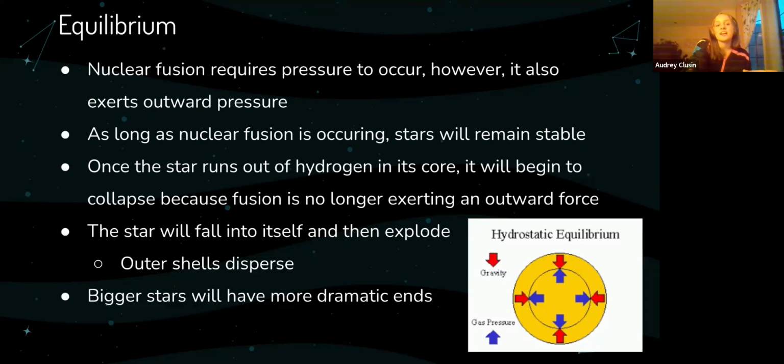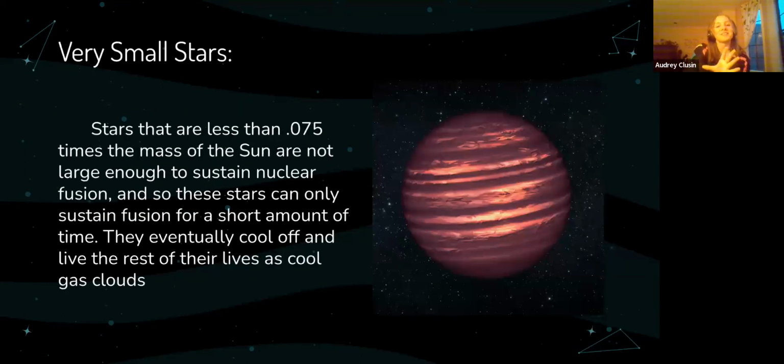Bigger stars, stars that have more energy and more matter, are going to have way more dramatic ends than smaller stars because they have more gravitational energy. When these stars collapse into themselves, it's with a lot more energy, and they're going to explode bigger and brighter and look really cool. So we'll start off with the boring stuff. Very small stars, stars that have less than 0.75 times the mass of the sun. That's a very small fraction of the mass of the sun.